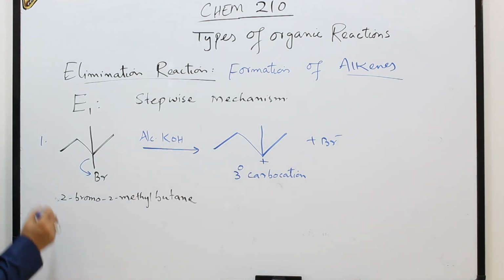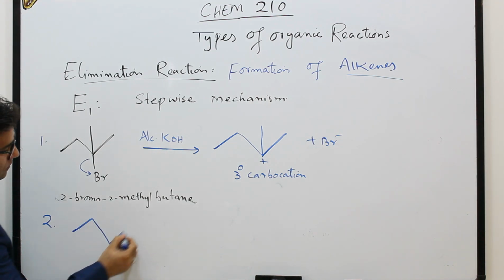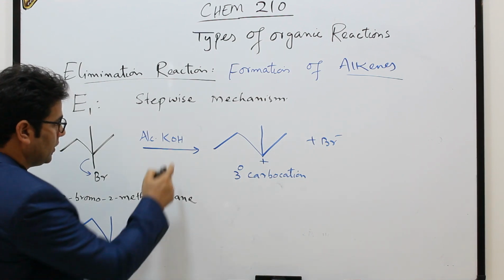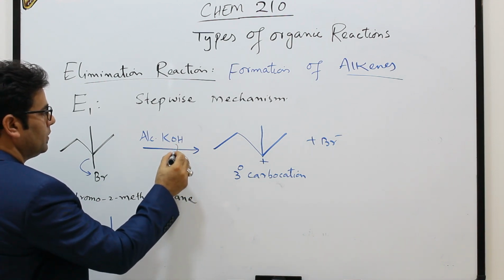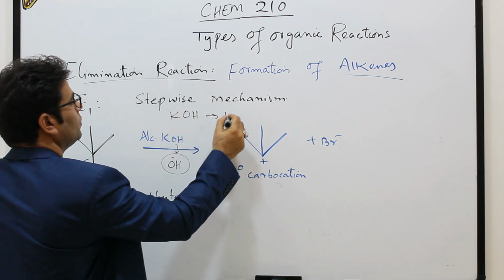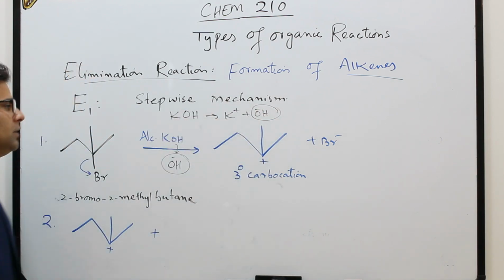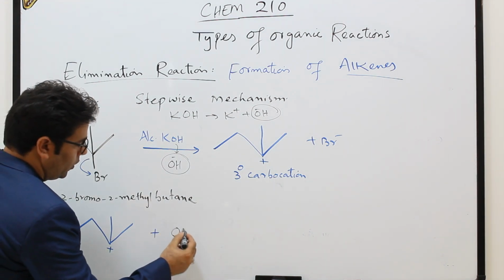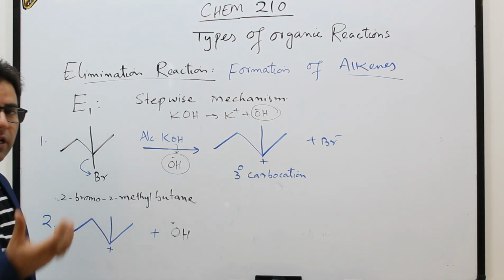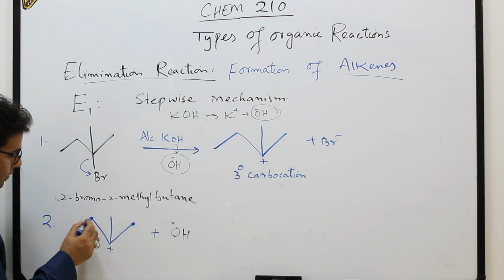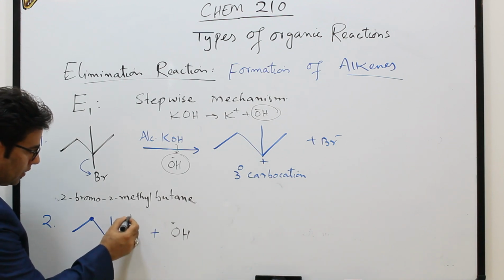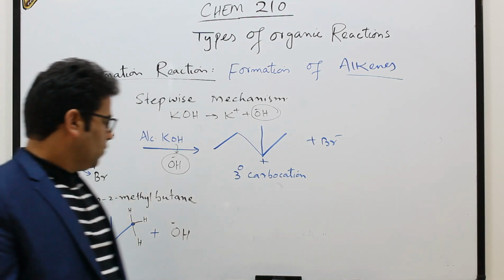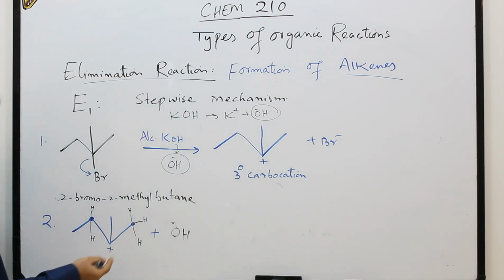Now in the second step, this tertiary carbocation will be attacked by OH minus, because KOH gives K plus and OH minus. This is the base which is attacking the positive charge of the carbocation. So this OH is trying to remove a hydrogen from the beta carbon, from this carbon and this carbon. It means we have two options. Either it can remove hydrogen from this, or it can remove hydrogen from this.